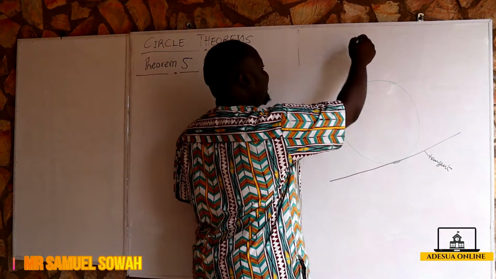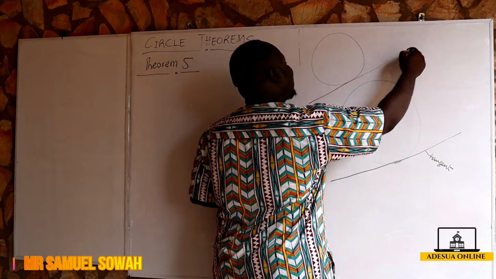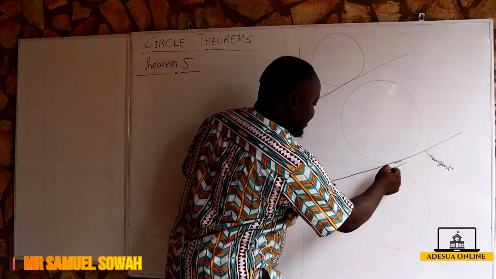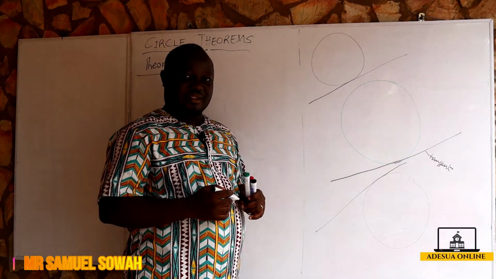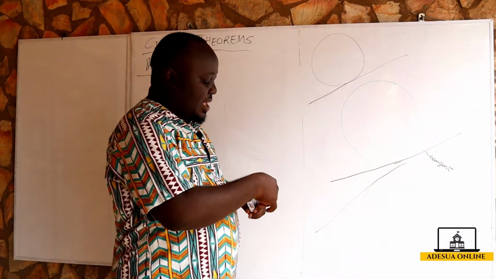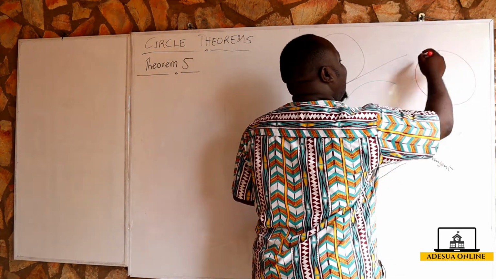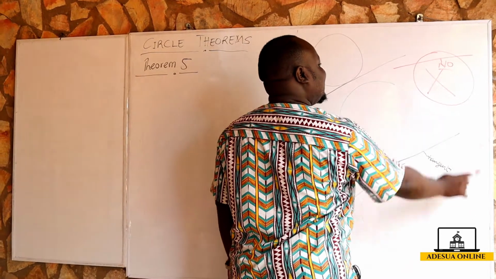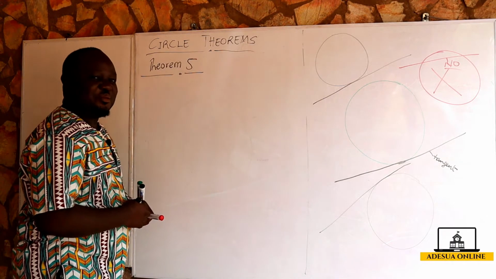So if I have a circle and a straight line touching the circumference, these are all tangents. Now, in the case where I have a circle and a straight line passing through, this is not a tangent, because it doesn't just touch the circumference of the circle. So let's go to the theorem itself.